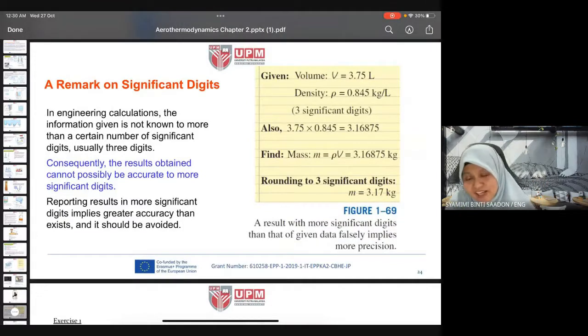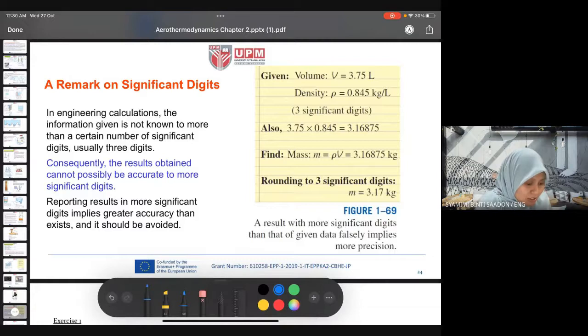As an engineer, these significant digits are very important, so please take this into consideration. In your calculation, in your research, in your exercise, for example a case study, when you do your report, or when you do your lab, you need to round your answers to 3 or 4 significant digits.